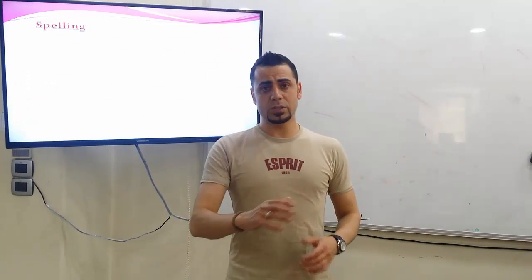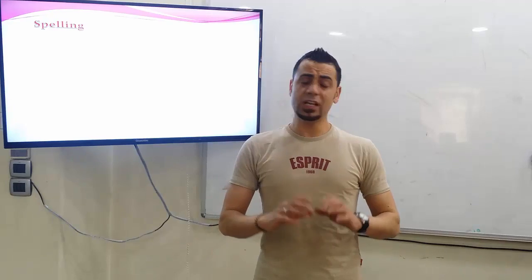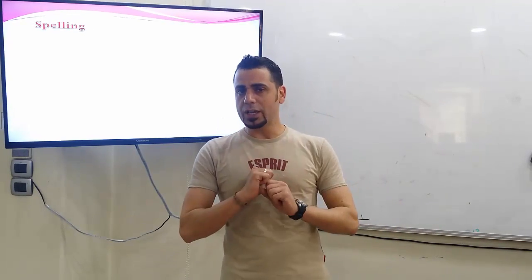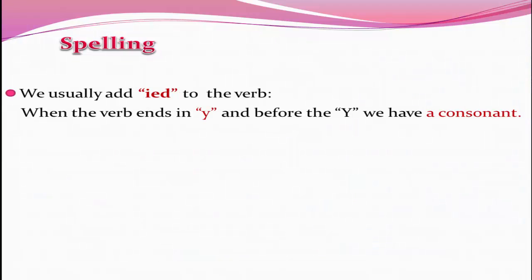Now, talking about simple past, we have to pay attention, like the present continuous, to some spelling rules. They are similar in a way. Let's have a look now. The first thing you should know is that we usually add ied to the verb when the verb ends in Y, and before the Y we have a consonant.